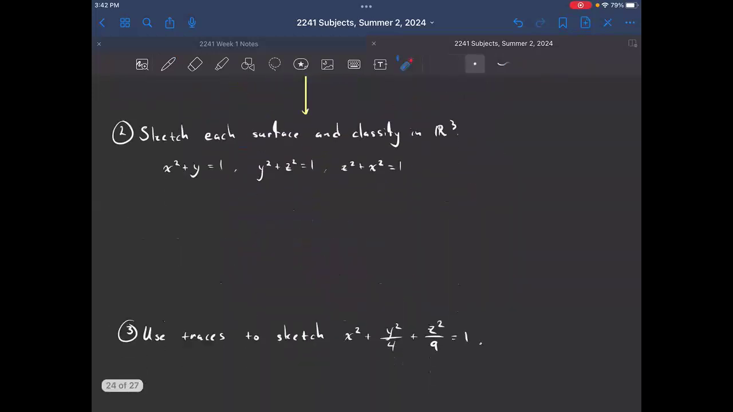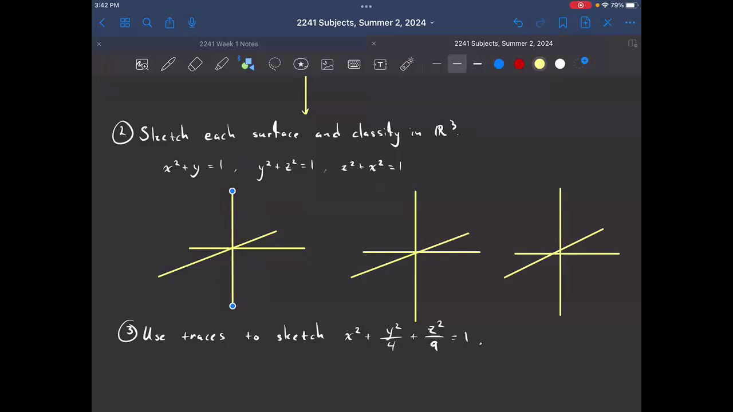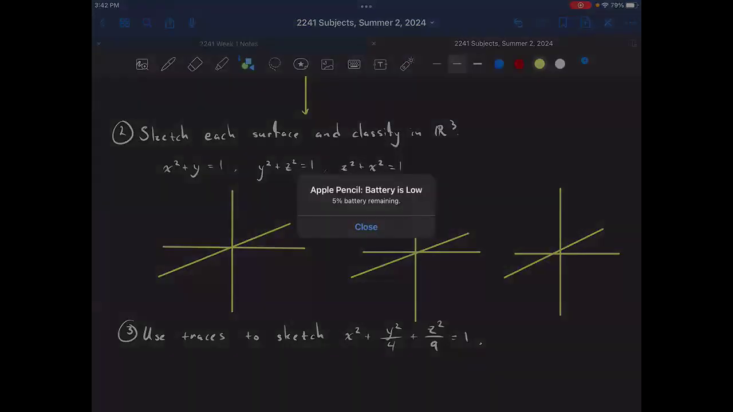Next, we have some more surfaces to sketch, and this time it explicitly asks us to classify them. So we want to sketch each surface and classify it in R3. Let's make another XYZ coordinate space. And since we have 3 equations, I'll make 3 of them. And we will see how they change. So for the first one here, let's give ourselves enough space. Bit of a pun there.